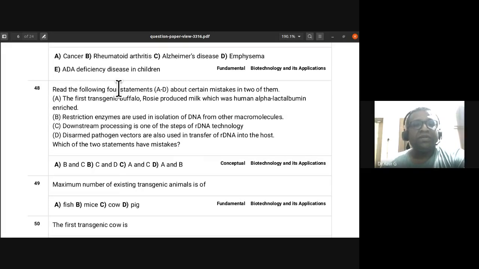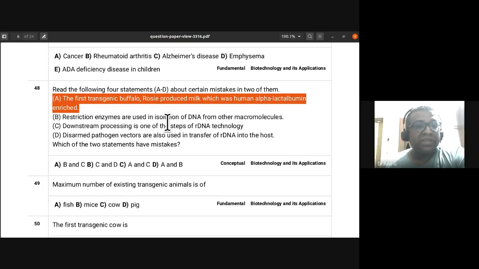Read the following four statements about certain mistakes in two of them. The first transgenic buffalo, Rosie, produced milk which was human alpha lactalbumin enriched. So it was not buffalo, it was a transgenic cow. So here A is the wrong statement, the first statement which is wrong.